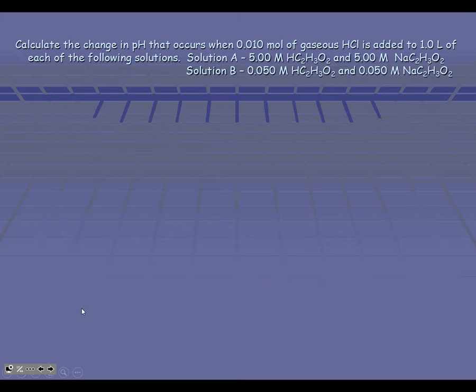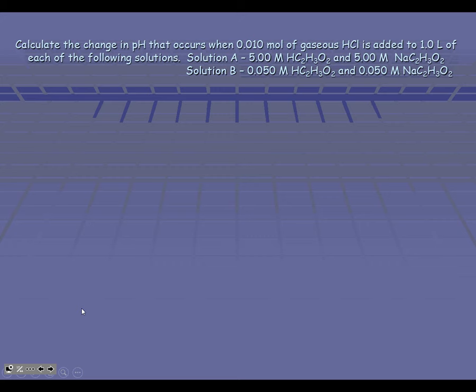Okay, so we are down to our last two problems, so hang in there just a little bit more. Calculate the change in pH that occurs when 0.010 moles of gaseous hydrogen chloride is added to 1 liter of each of the following solutions. We have solution A, which is 5 molar of the weak acid and 5 molar of the sodium acetate, and solution B, which is 0.05 molar acetic acid and 0.05 molar sodium acetate.